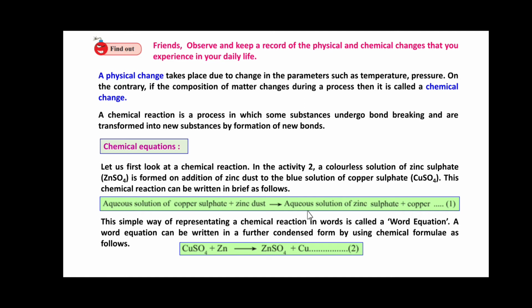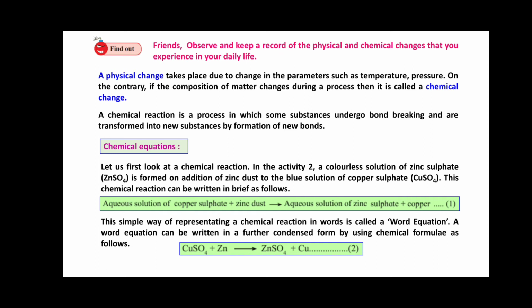The new product formed, that is a solution of zinc sulfate, can be written as ZnSO4 and this copper is Cu. So the representation of this chemical reaction in a condensed form using chemical formulas is called the chemical equation. In the above equation, copper sulfate and zinc are reactants. They react with each other to form copper particles and a solution of colorless zinc sulfate as a product, having totally different properties.